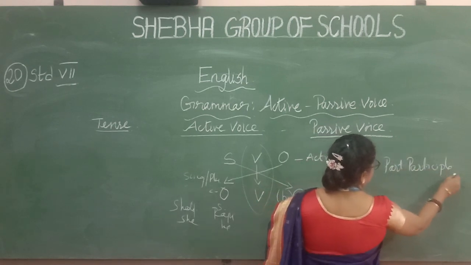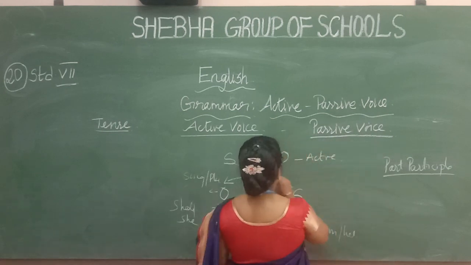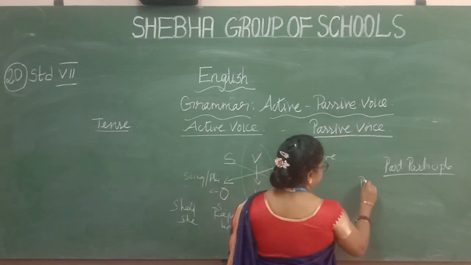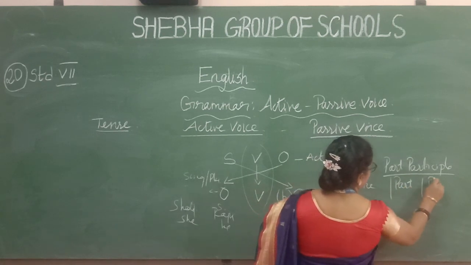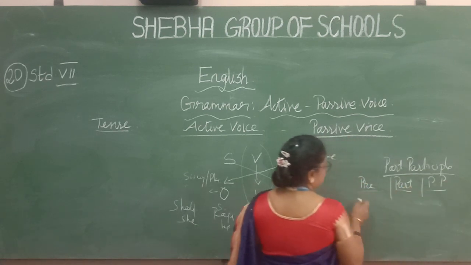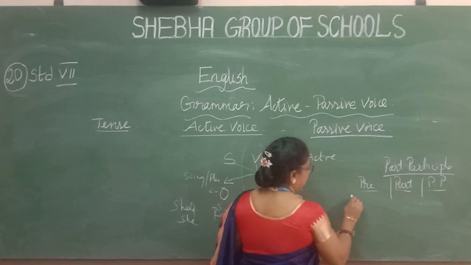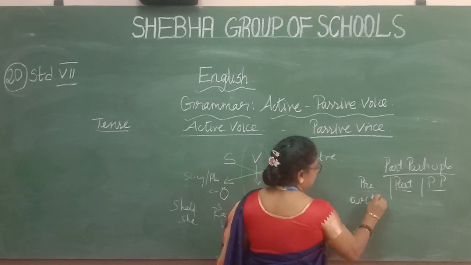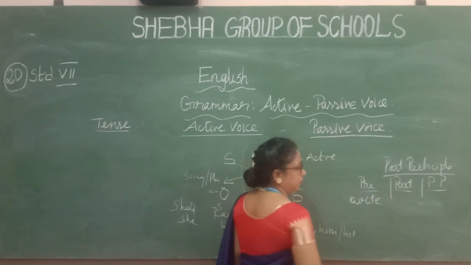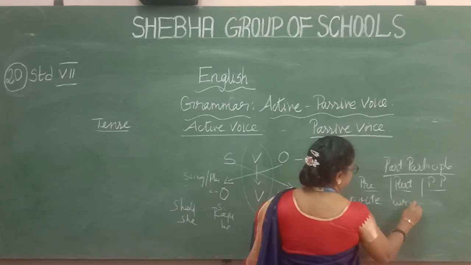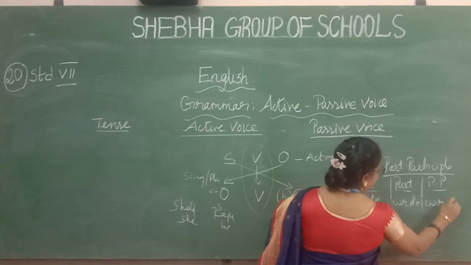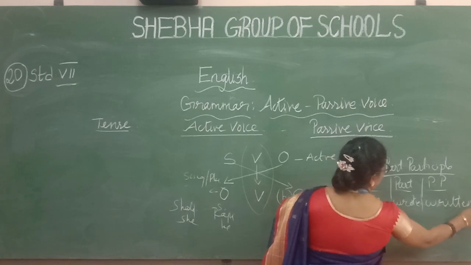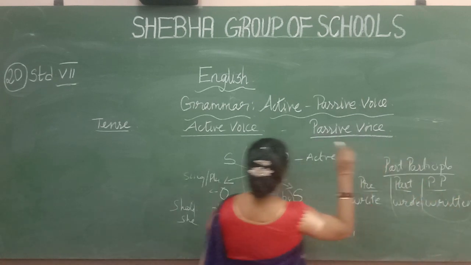Okay, how will you change the verb into past participle? See, for example, say present tense, past tense, and then past participle. For example, say "write" is the answer. Write. What is the past tense for write? Wrote. And what is the past participle for this? Written. Past participle is written. So this part only you are going to bring here.